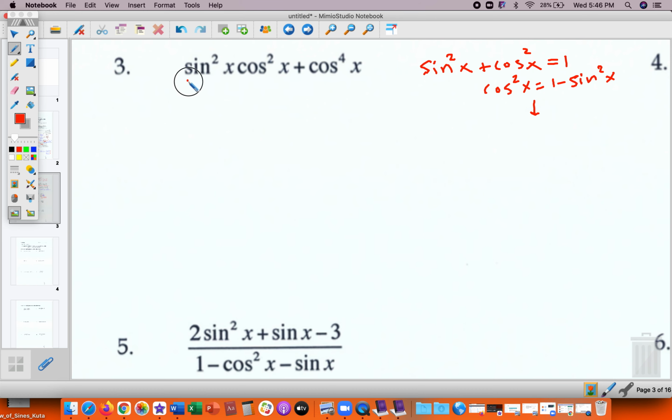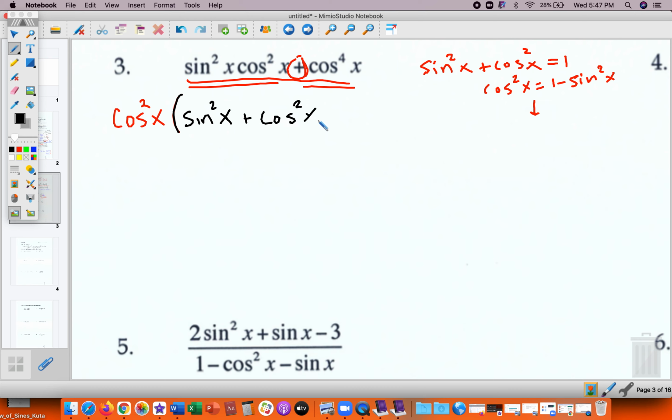Over here, is there something you can factor out? Yes. Here's one term. Here's another, right? The plus or minus separates the terms. The first and second both have cos squared in common, so we can factor out cos squared x. If we do that, what's left is sine squared x plus cos squared x. To get the second term, cos squared times cos squared is cos to the fourth.